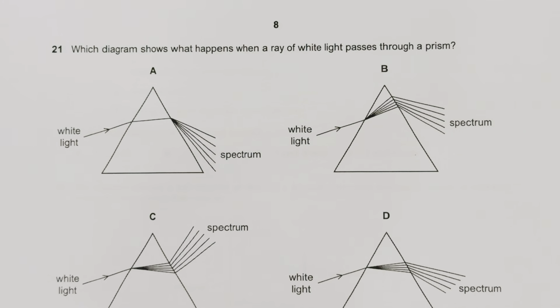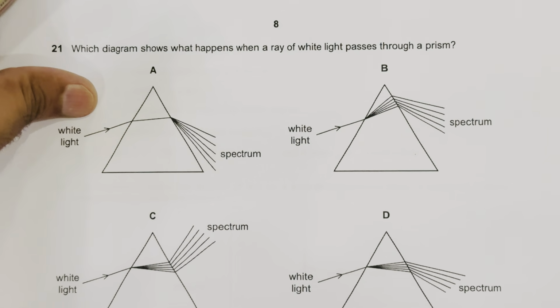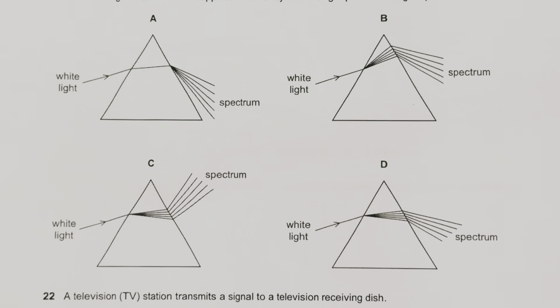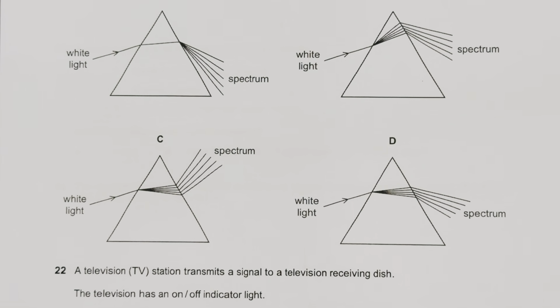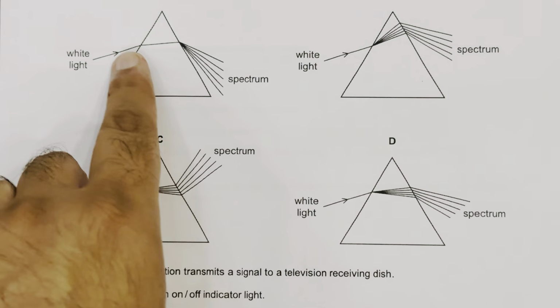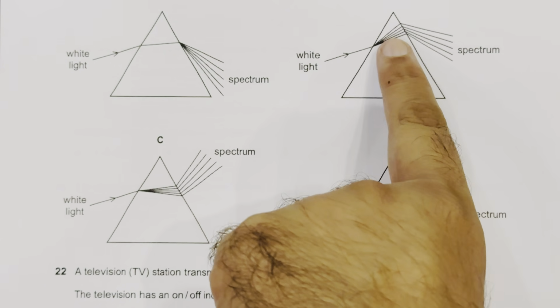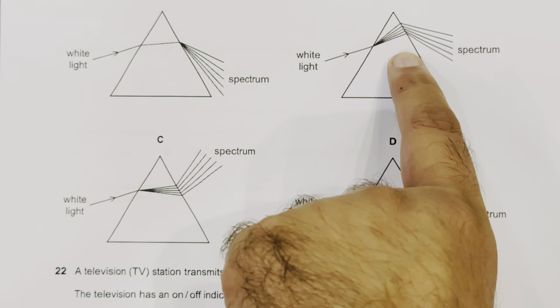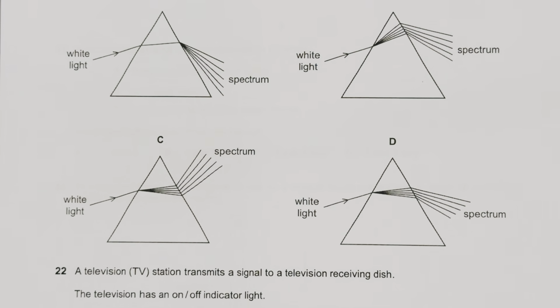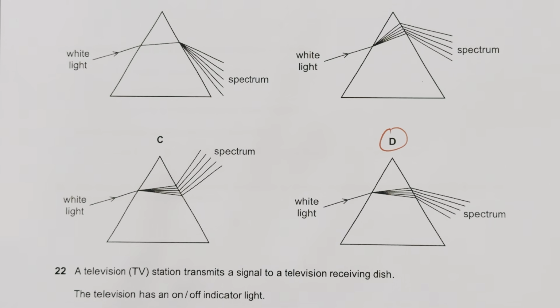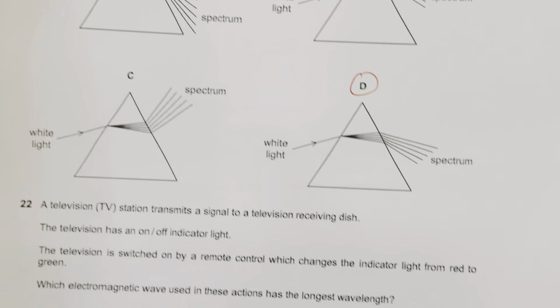Moving to question number 21. It is again from the light topic of dispersion of light. Which diagram shows what happens when a ray of white light passes through a prism? We know that when the ray of light passes through, it splits. Here it is not splitting, so this option is wrong. And this is not bending, it should bend downwards, so this is also the wrong option. The only correct option over here is option number D. Moving to question number 22.